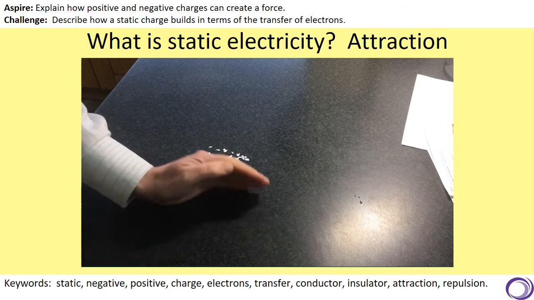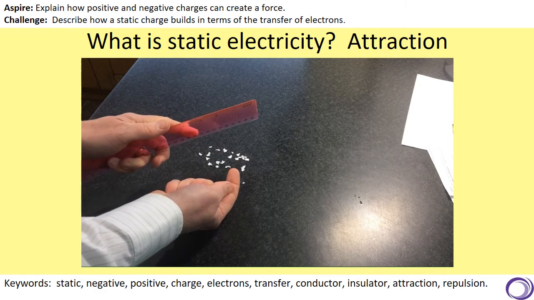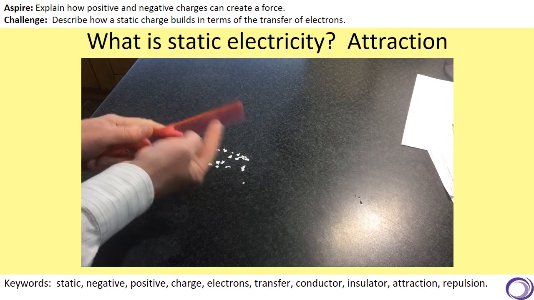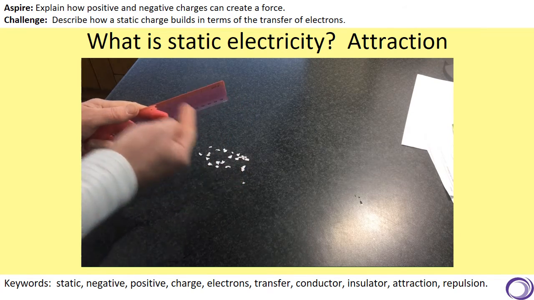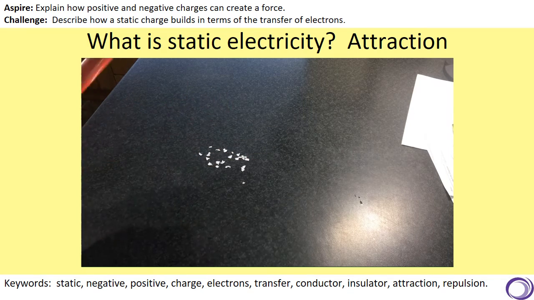I want you to have a look what happens to a few of the bits of paper when they are attracted to the ruler, but sometimes they fly off. Just have a look at it again, see if you can spot a bit of paper that's attracted and then flies off. We should be able to explain the reason for that later on as well.